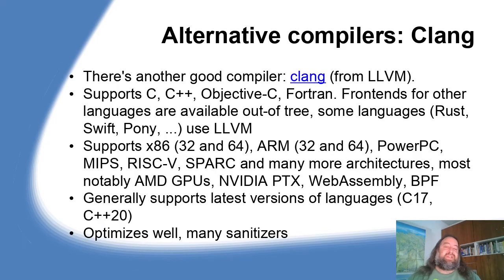But there are other good options. One of them is Clang from the LLVM project. It also supports a lot of important languages, and it's being used by some languages that are available out of tree for LLVM, like Rust, Swift, and Pony. They're all built on LLVM as a backend. It supports all important processor targets and a couple of other interesting targets like GPUs, WebAssembly, and BPF. It also supports the latest versions of languages, optimizes very well, and has many sanitizers.